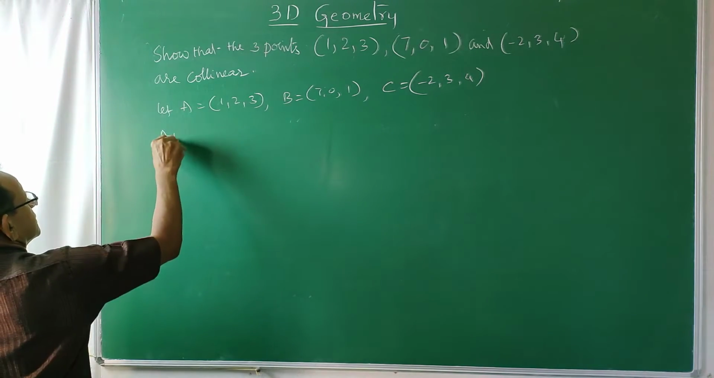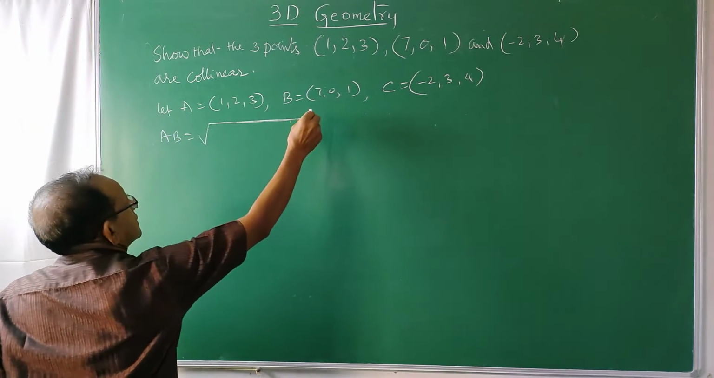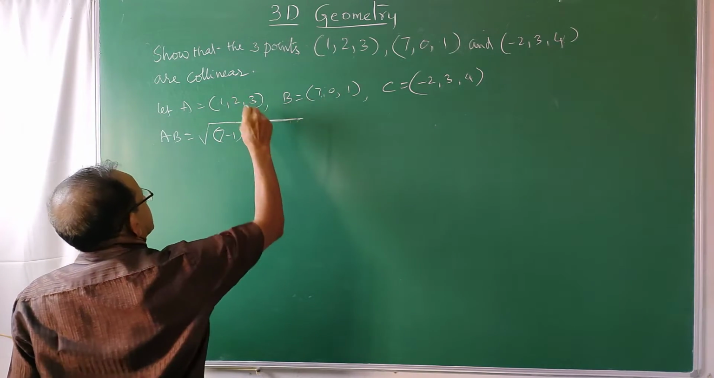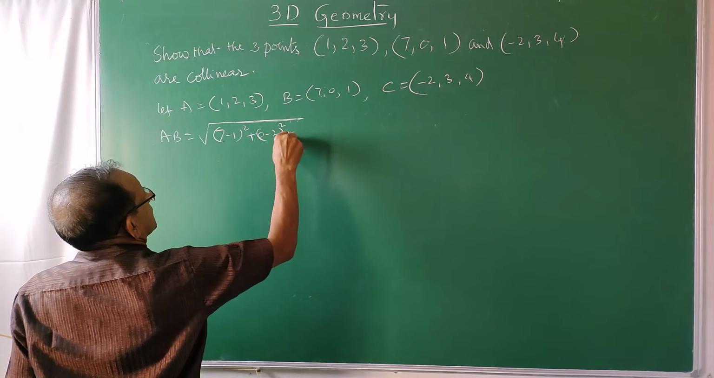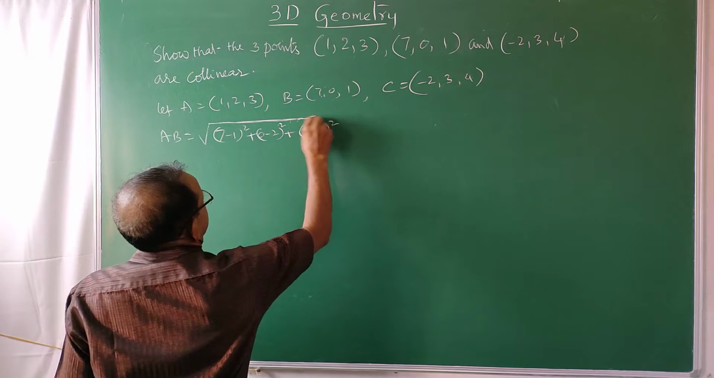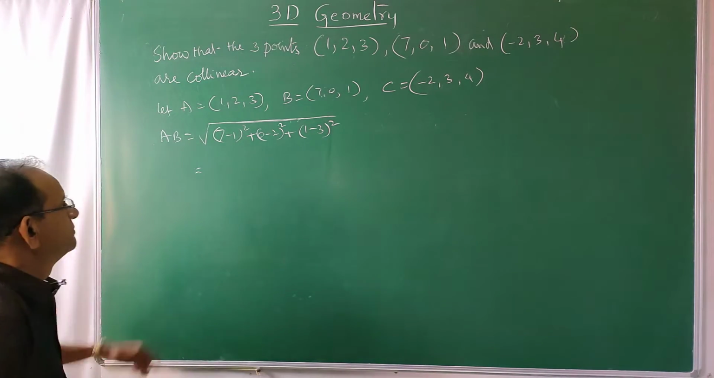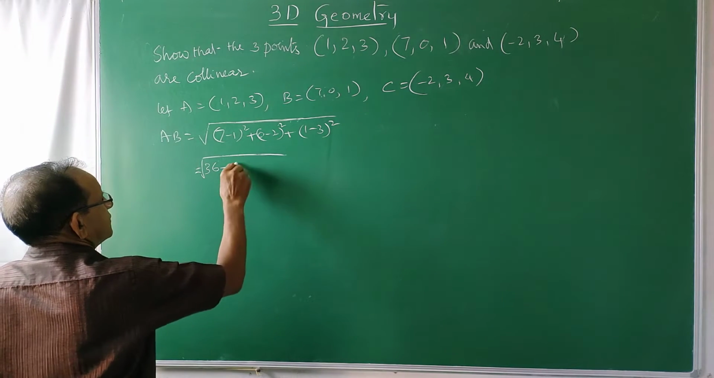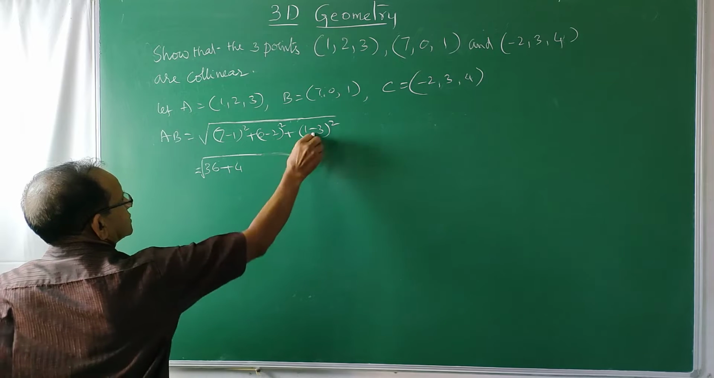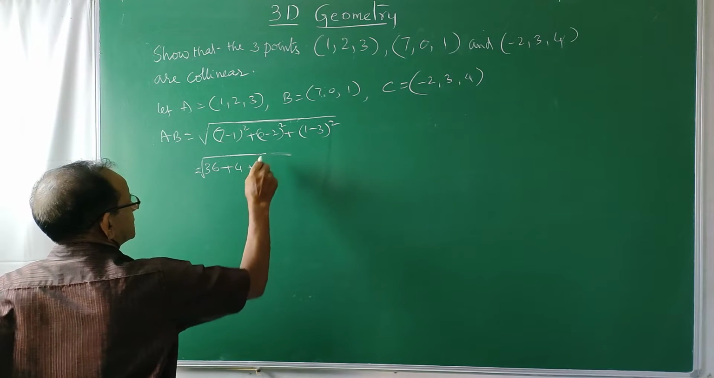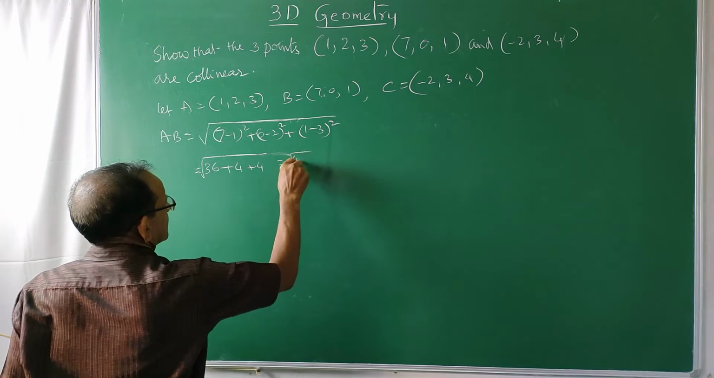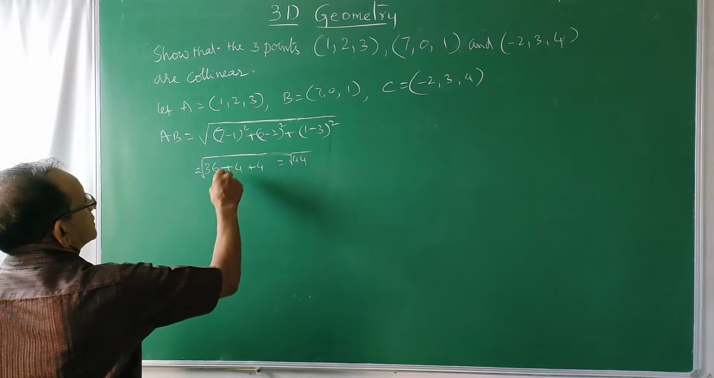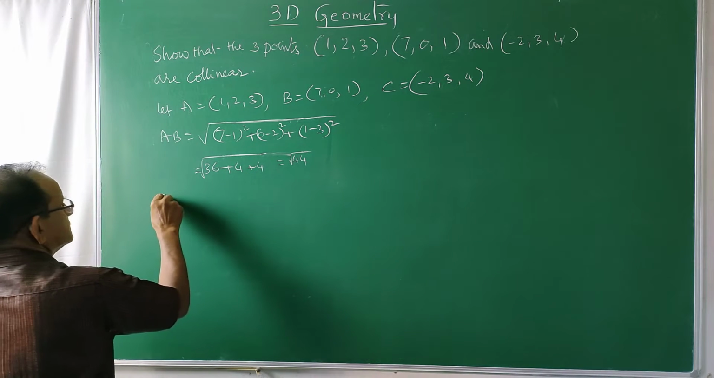So AB is equal to root of (x2 minus x1) whole square, that is (7 minus 1) whole square plus (0 minus 2) whole square plus (1 minus 3) whole square under root. So that is equal to 7 minus 1, 6 square means 36, plus 4 minus 2 whole square, that is 4, and the last one is also minus 2 whole square, that is also 4. Root 44.